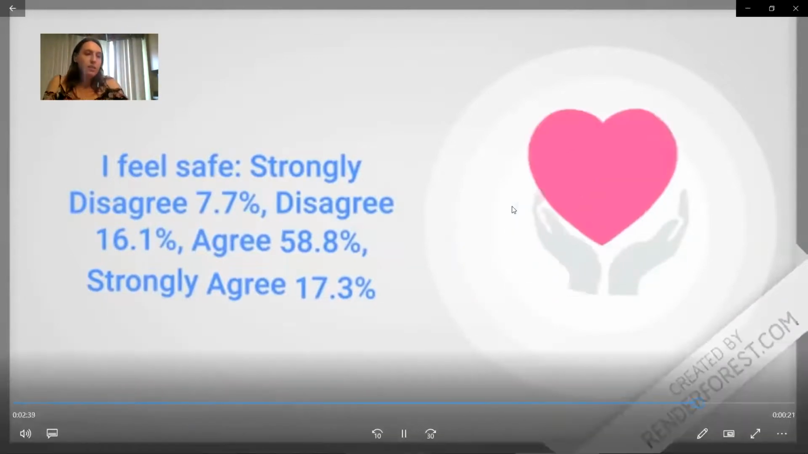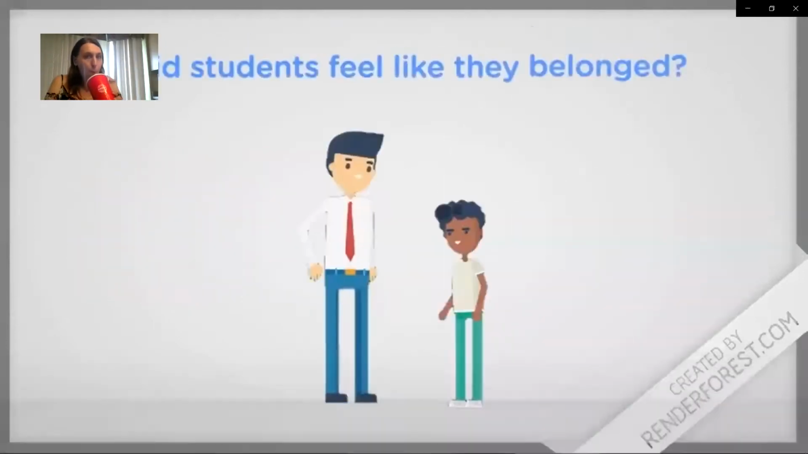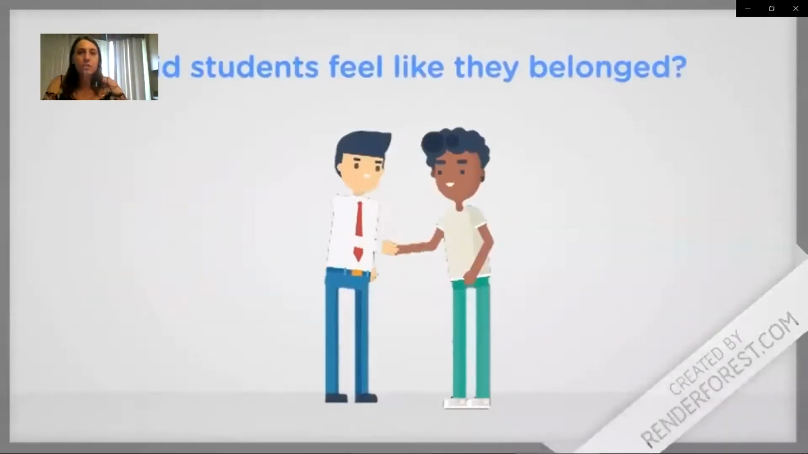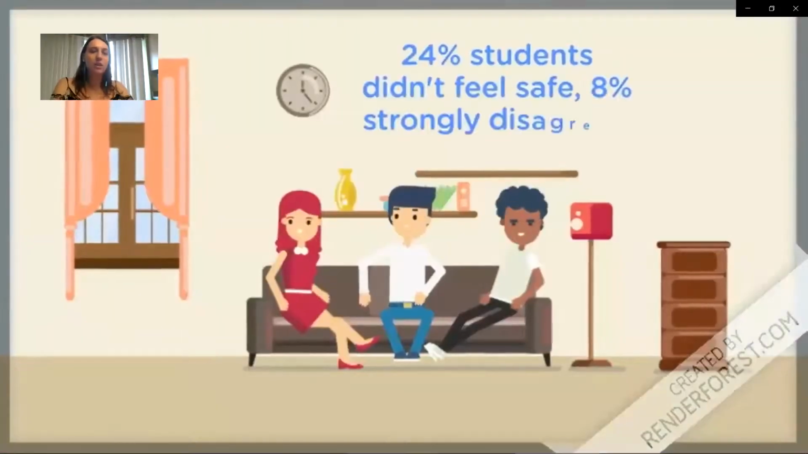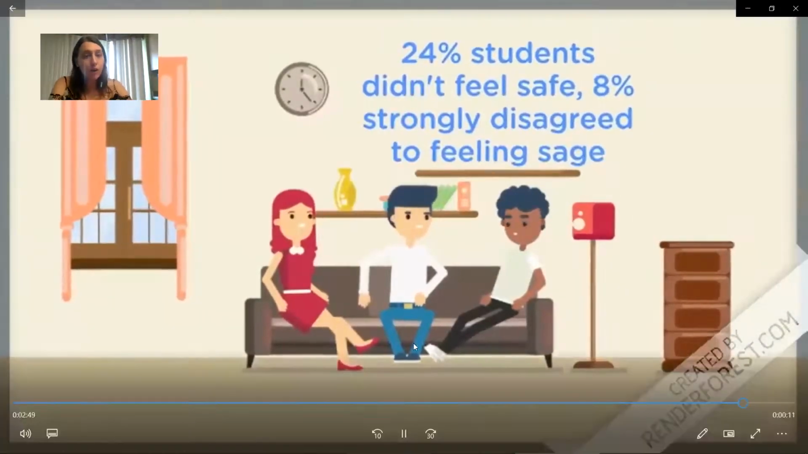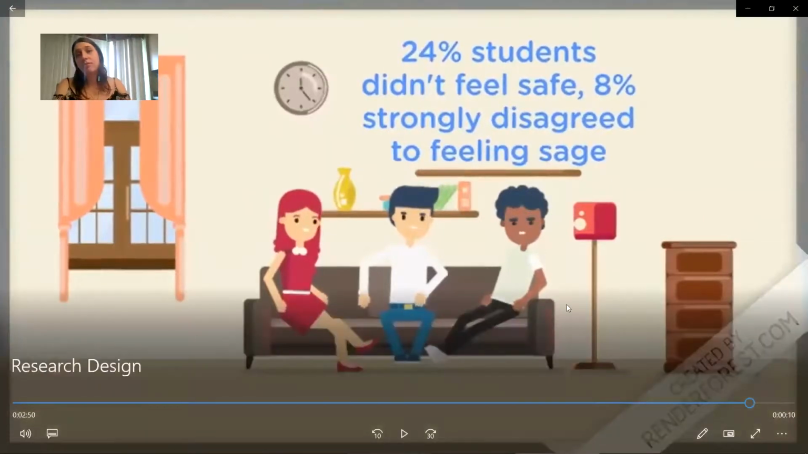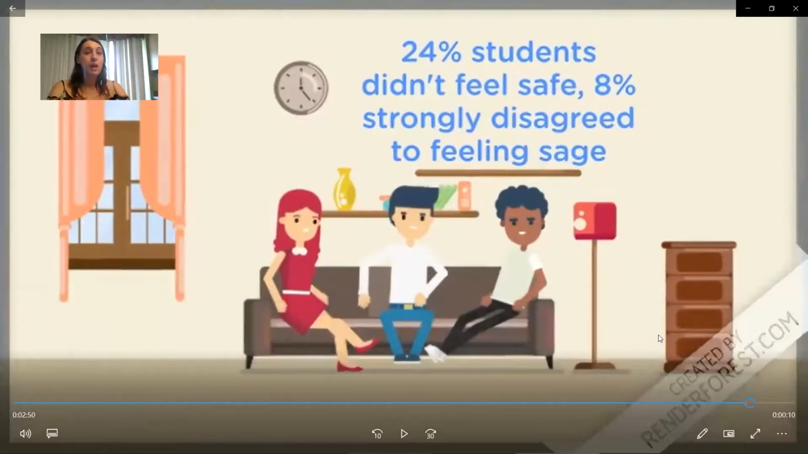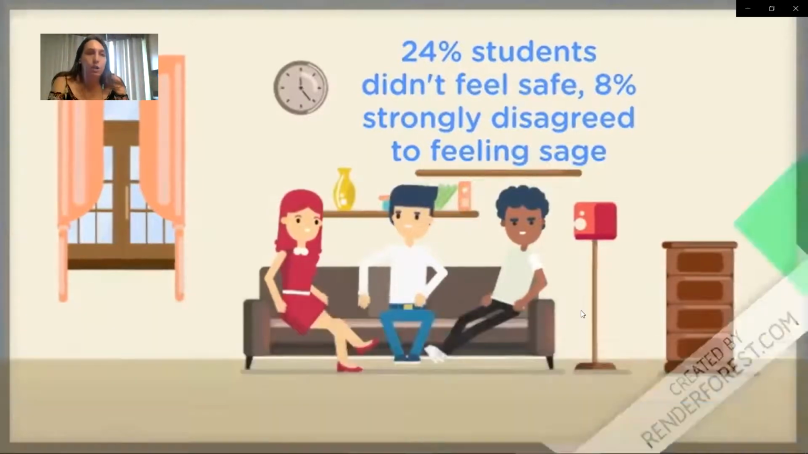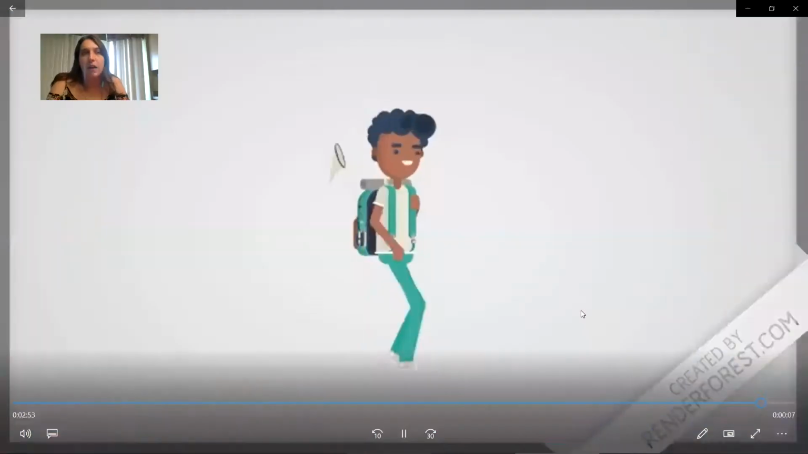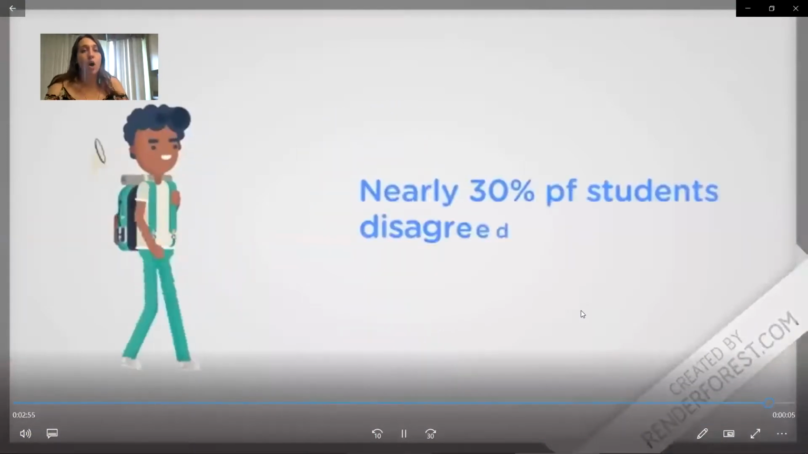Amongst this, we'll see that students had mixed results on whether they felt like they belonged. Overall, 24% of students felt like they didn't belong. Of that 24%, 8% strongly disagreed to feeling safe, which still shows that you have 24% of your population not feeling safe or like they belonged.